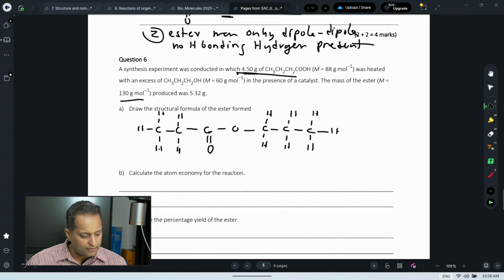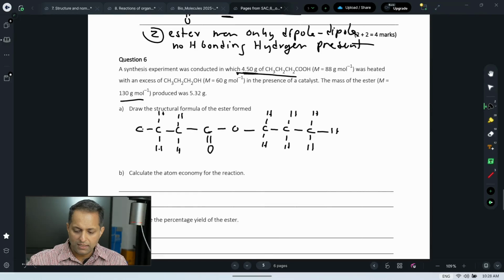That's done. Do we have to name it? No, we don't have to name it. Propyl propanoate. Oh no, I made a mistake. It's not propyl propanoate, it's propyl butanoate. That was a big mistake. Propyl butanoate.